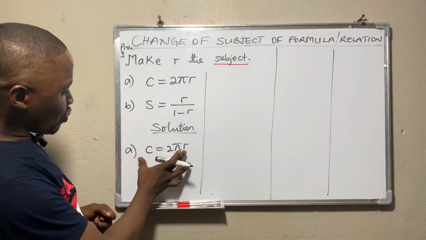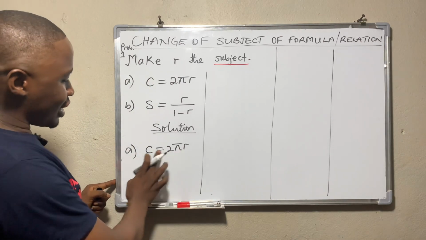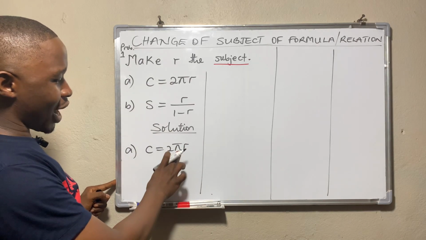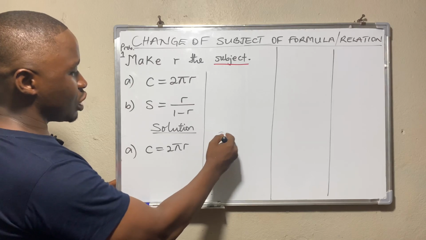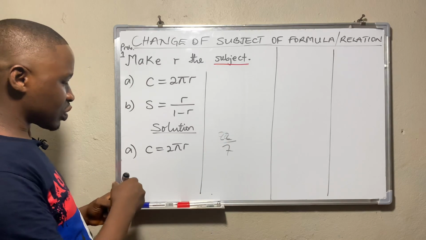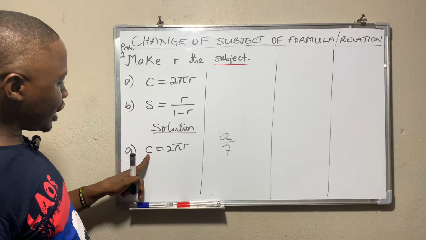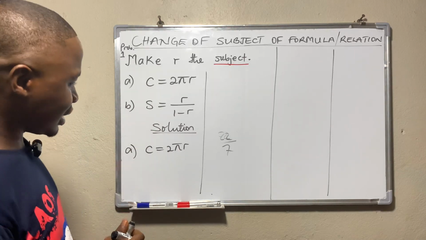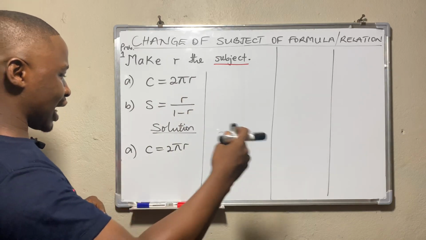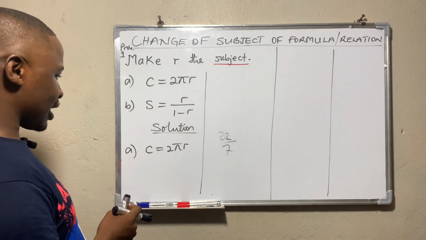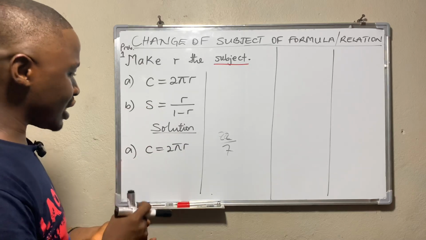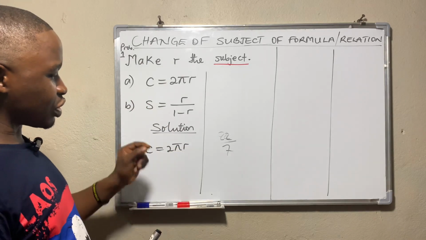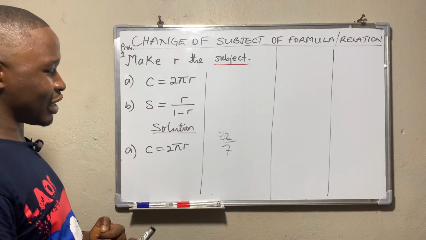Okay. Now, for C is equal to 2 pi R, C and R are variables. 2, of course, is a constant. Pi is a constant, that is 22 upon 7. With C and R being the variables in this particular formula, we can see that R is on the right-hand side, C is on the left-hand side. But the R we have on the right-hand side is not the only thing on the right-hand side. So therefore, R is not the subject of this particular formula.